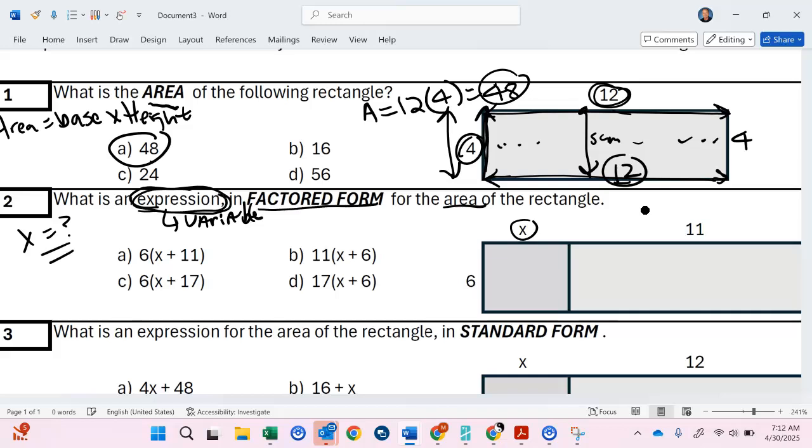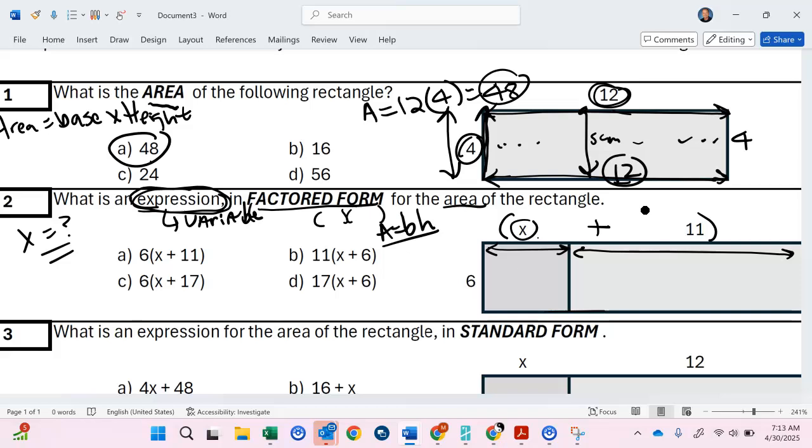And factored form means some kind of parentheses where you get something times something. So again, we're still doing base times height, area equals base times height. So what is the base? The base is either the bottom or the top. So the top is this, but when you have something like this, you got x's from here to here. We don't know what it is, and 11 is the rest of it, right? You can put a plus there, and it's together. So that would be the base.